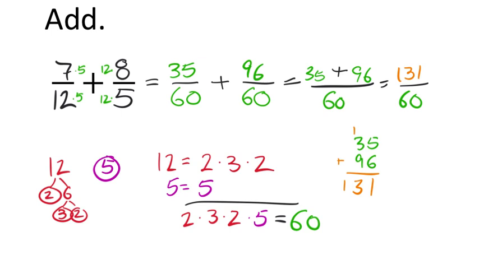Can that be simplified? Let's go through our divisibility rules. I know 131 is not divisible by 2. So 131 is not divisible by 3, even though 60 is. 60 is also divisible by 5. Is 131 divisible by 5? No, and that, just like divisibility by 2, is a visual check, right? Just look at the ones place value. The 1 right here means that it's not divisible by 5 either.